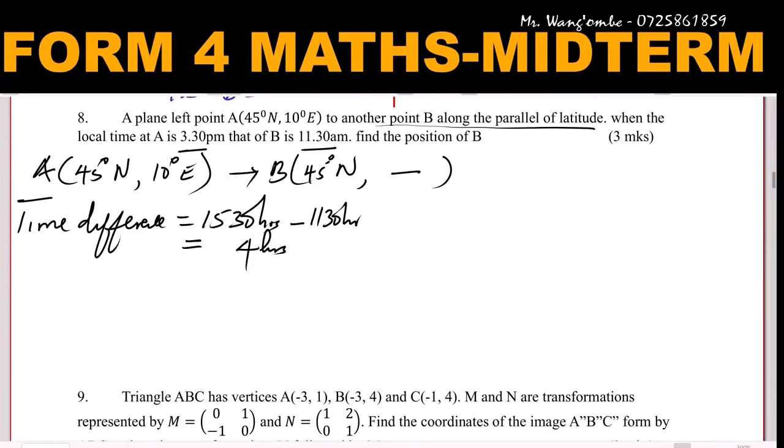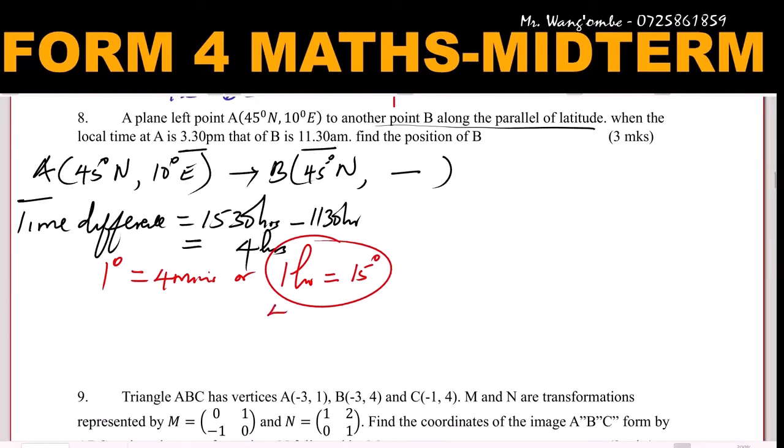Using the time difference, we'll be able now to calculate the longitude difference. Why? Because we know that 1 degree has a difference of actually 4 minutes, or 1 hour, a difference of 15 degrees. This is the easiest one. So I'll use this one. 1 hour is equal to 15 degrees.